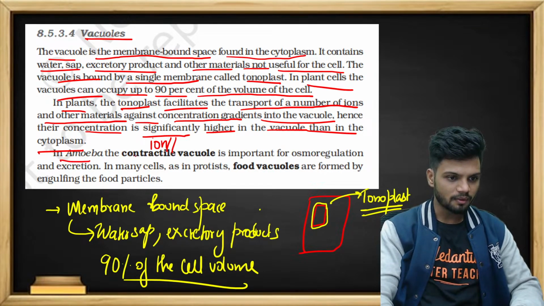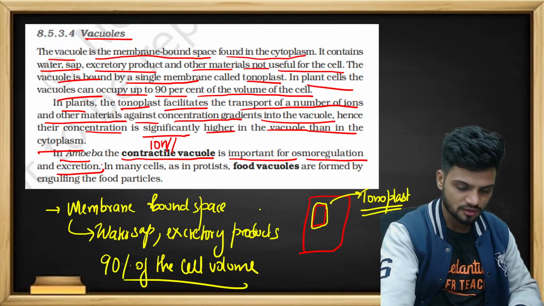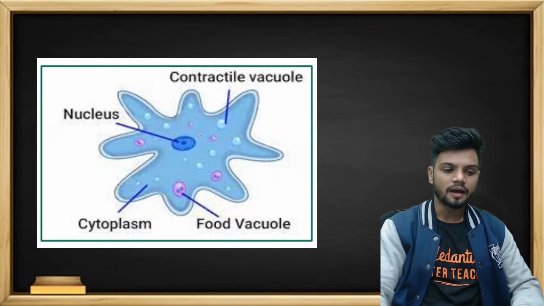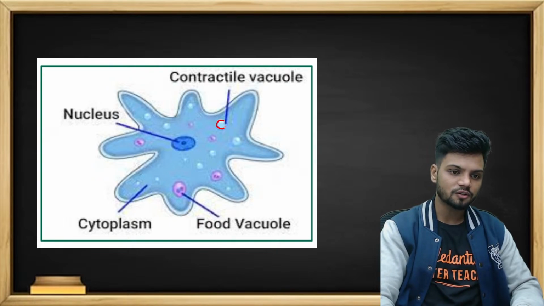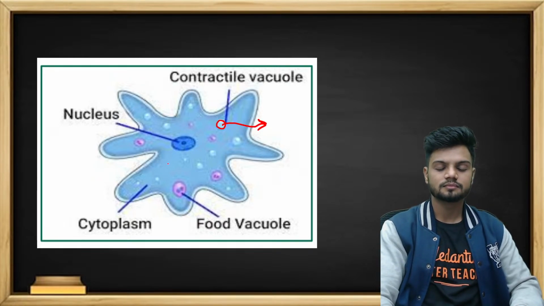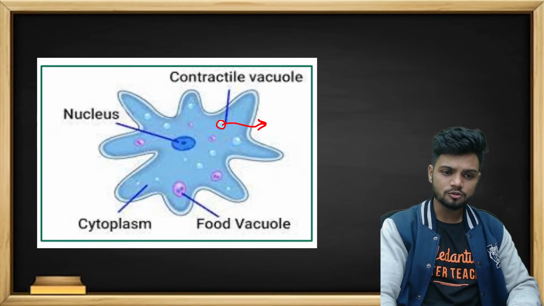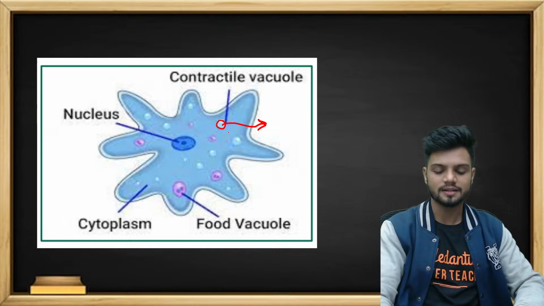Now, in amoeba, the contractile vacuole is important for osmoregulation and excretion. If this is the amoeba, it will have something called a contractile vacuole. This contractile vacuole will make sure all the waste is removed outside. It also helps in maintaining the salt balance, osmoregulation.